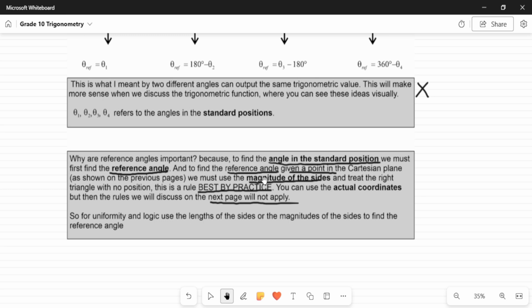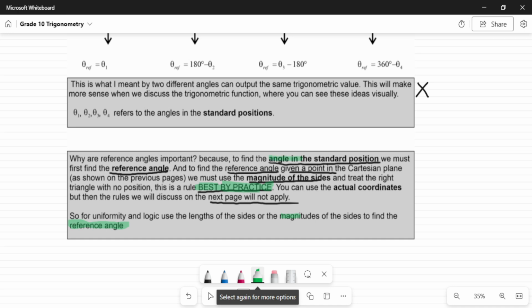And again, I said that this is a rule best by practice. Can you take the actual coordinates? Can you take the direction? Yes, you can. But for uniformity and for logic, we use the length of the sides, or the magnitudes of the sides, to find the reference angle. Understood?